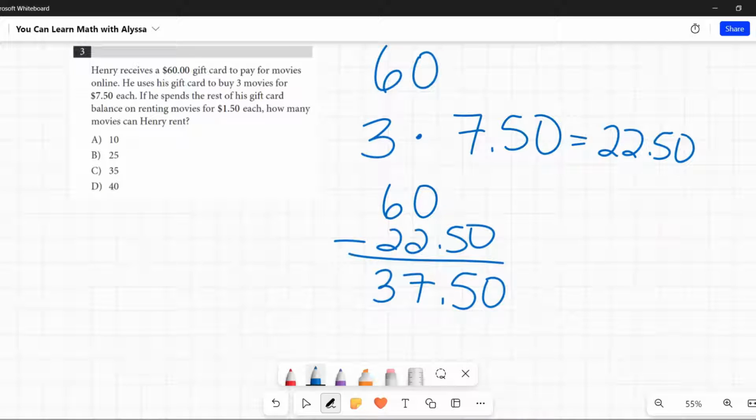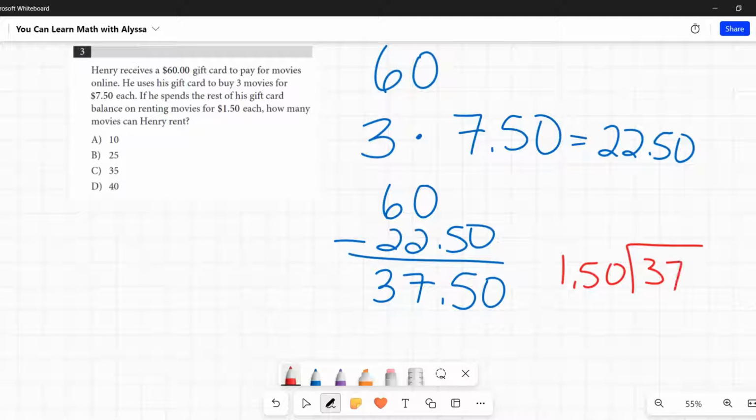And then since these movies cost $1.50 each to rent, how many times does $1.50 go into $37.50? If you're doing this by hand, just as a little shortcut, I mean, you may choose to use your calculator, as you may on this portion. If you're doing this by hand, if you have 2 things you're dividing and they both end in 0, you can just drop those zeros, make it a little simpler. You will get the same answer. Move that decimal 1 over.